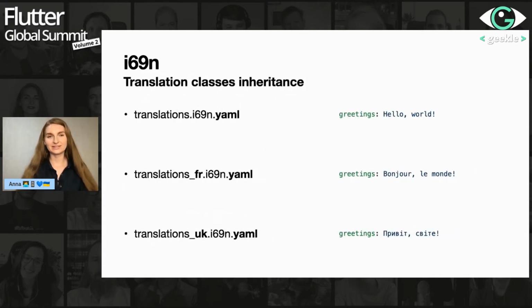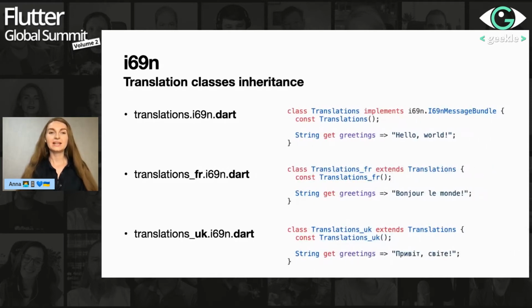Translation classes inheritance. Let's say the app supports 3 languages. English is the default, then French and Ukrainian. And thus, there are 3 translations YAML files. 3 corresponding Dart files will be generated. The default English file will contain translations class declaration, and other files will declare its children. This way, all classes have the same interface.